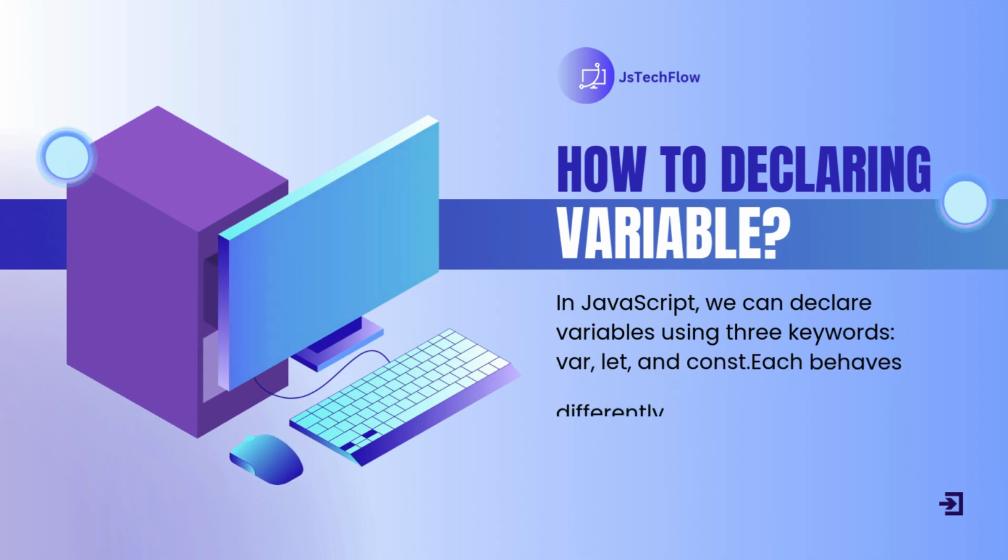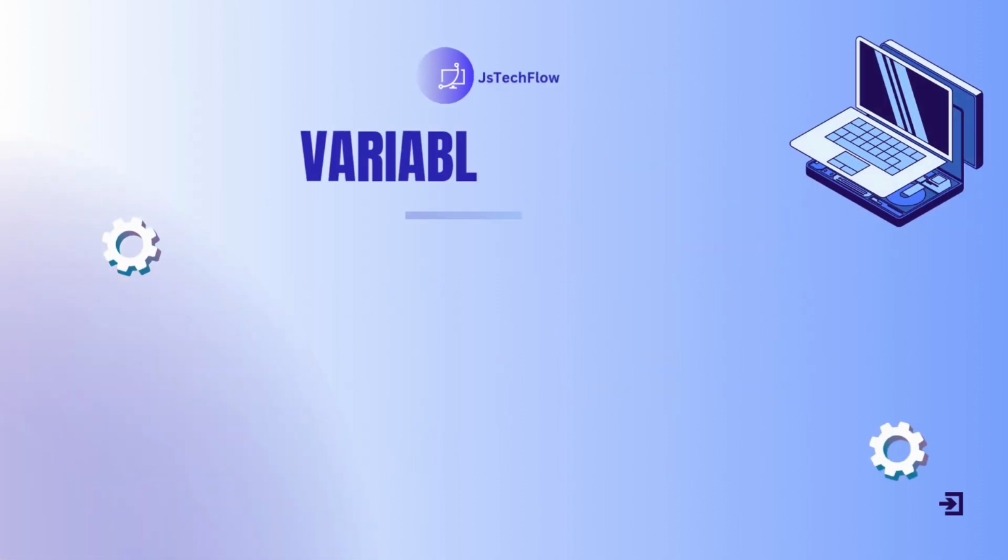Declaring variables. In JavaScript, we can declare variables using three keywords: var, let, and const. Each behaves differently. Let me explain.